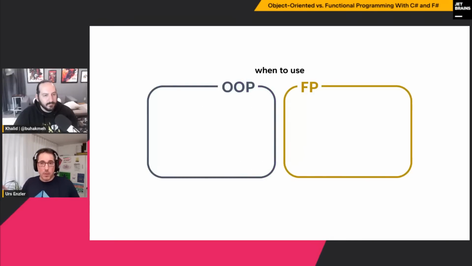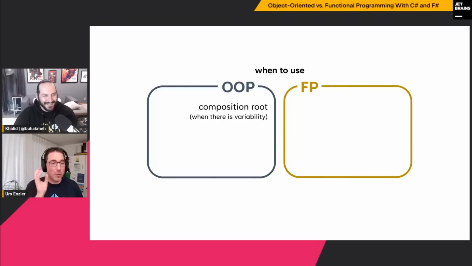So to sum up, when do I think we should go the OOP way? When should we go the functional programming way? For composition routes where you really have state, yes, we go the OOP way, but only for a complex application. If you just write a small console application, yeah, you can go the full functional way. It works.